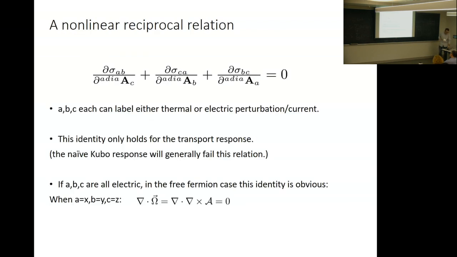That's something quite surprising to me. I was just trying to compute some response. So there's a non-trivial nonlinear reciprocal relation. It turned out that these partial derivatives satisfy this relation. The point is all this A, B, C can be either thermal or electric. So that mixes, say, partial kappa, partial A, with partial alpha, partial AB. So it mixes all these different nonlinear responses together. I think this identity only holds for the transport response. If you plug in the naive Kubo response, this will fail generally.